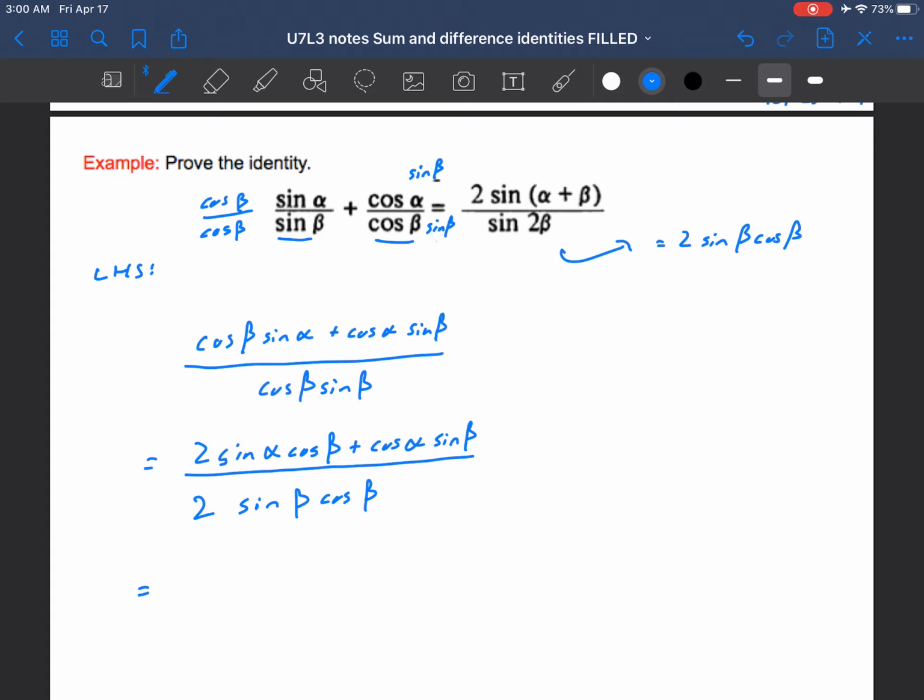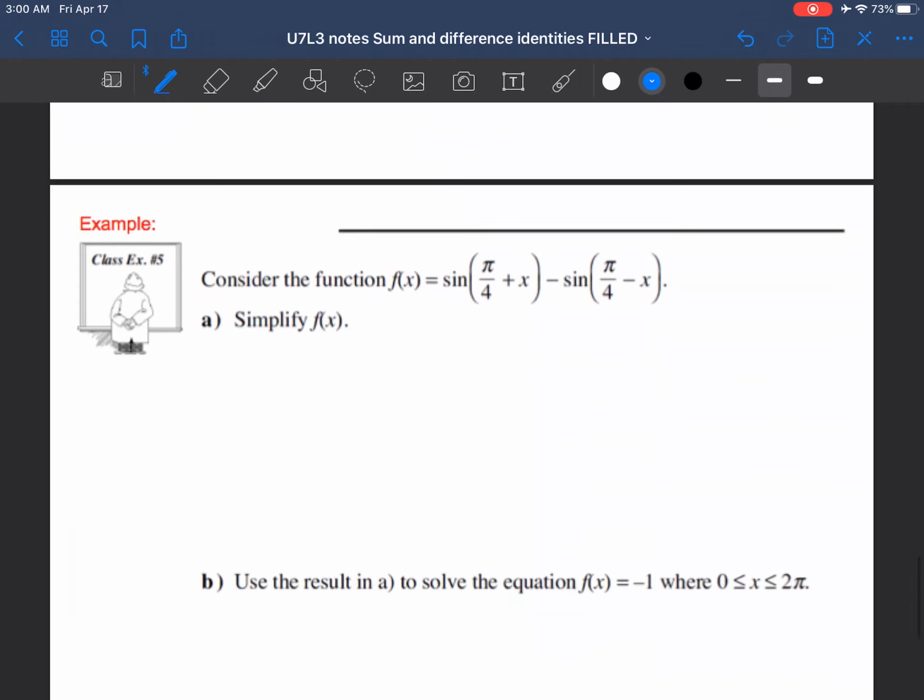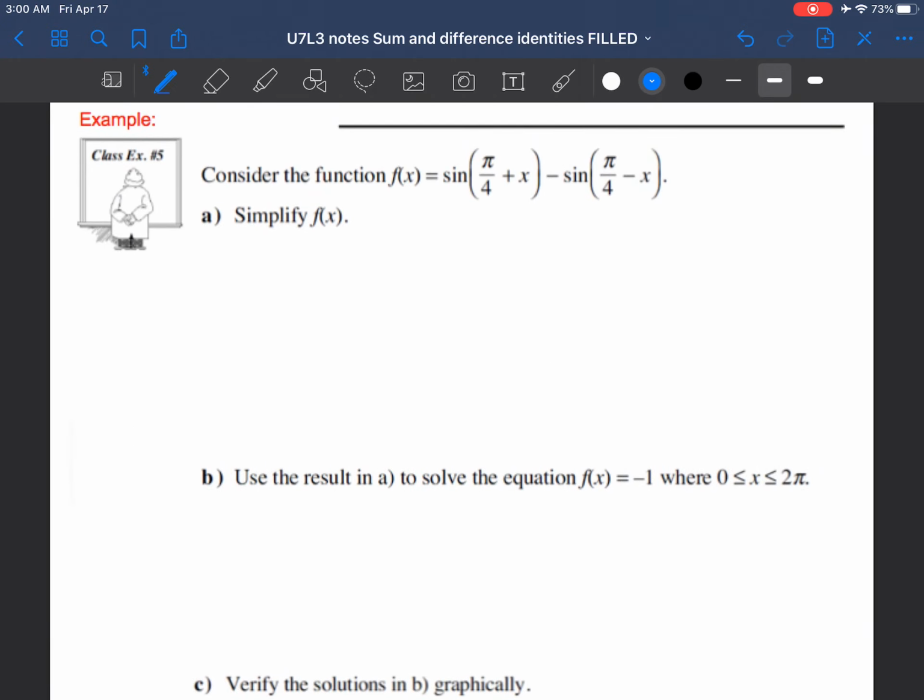And I guess we should go one more step. We should say a little bit more formally, this is equal to 2 sine of alpha plus beta over sine 2 beta. And then done. QED. Thus it was demonstrated, in Latin.